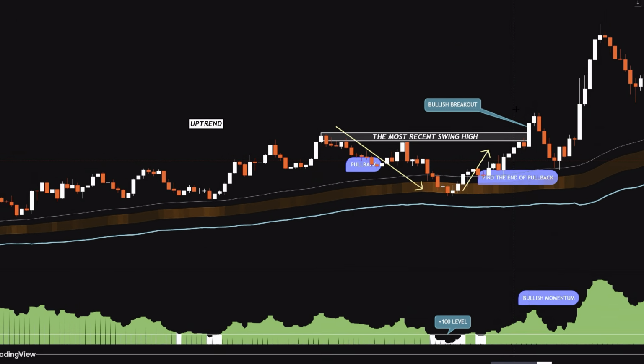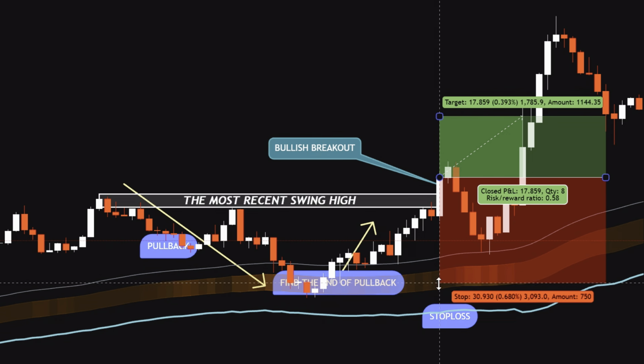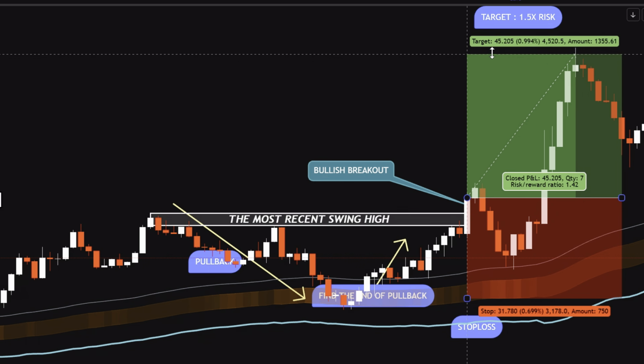Now the most important part, the part most retail traders forget: risk management. There are two rules for risk management in this trading strategy. 1. Never risk more than 1% per trade. 2. Always use a stop loss. The stop loss for this trade would be the ATR Fibonacci trend line or the most recent swing low, and the target would be 1.5 times the risk of the trade.